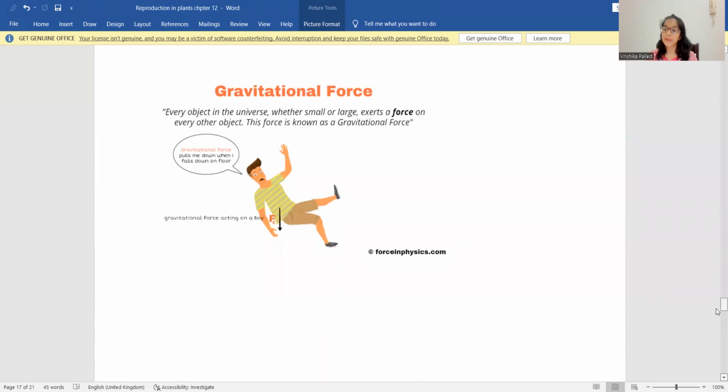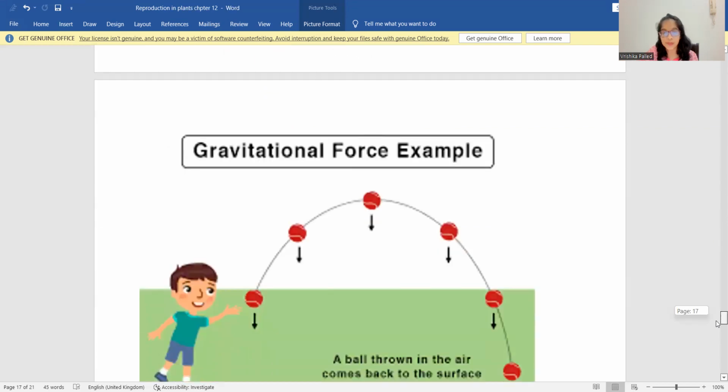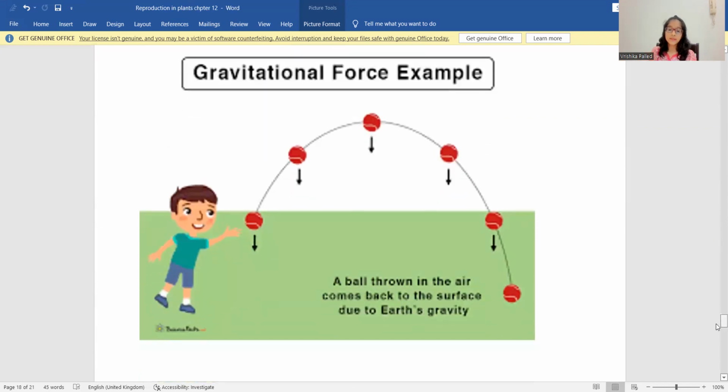Gravitational force. Every object in the universe, whether small or large, exerts a force on every other object. This force is known as gravitational force. Whenever we fall down, the gravitational force pulls us down. Thus, gravitational force is an example of non-contact force. Gravitational force example. A ball thrown in the air comes back to the surface due to Earth's gravity.